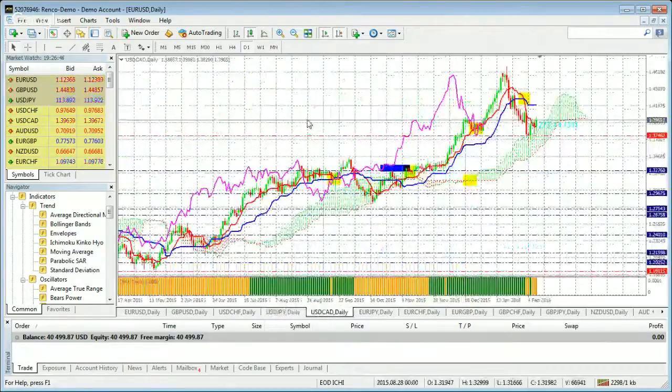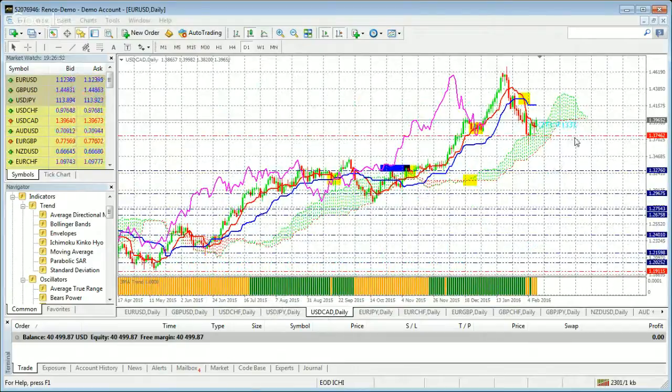Next chart. What we're looking at here now is the USD/CAD. In other words, the US dollar, Canadian dollar. And with this, what's happening? Firstly, is the chart bullish or bearish? What do you guys say?